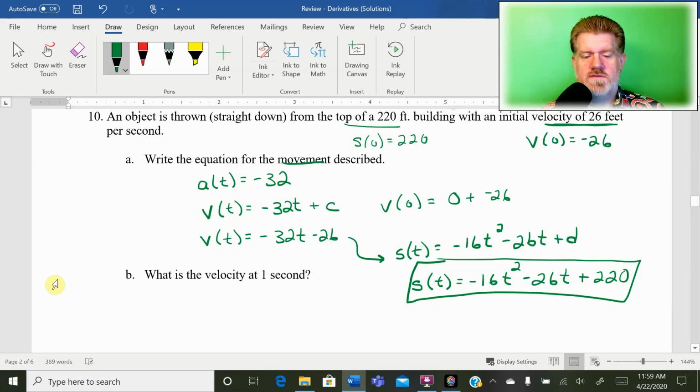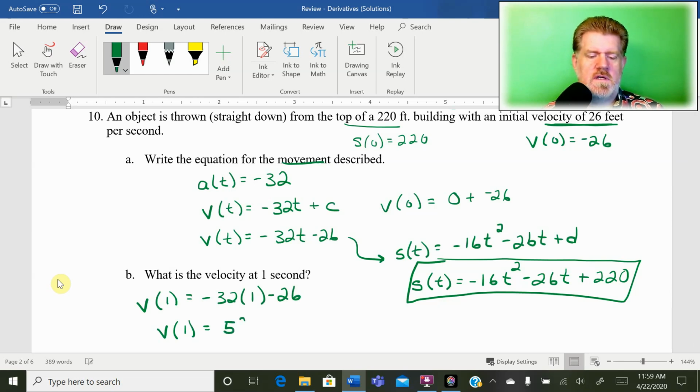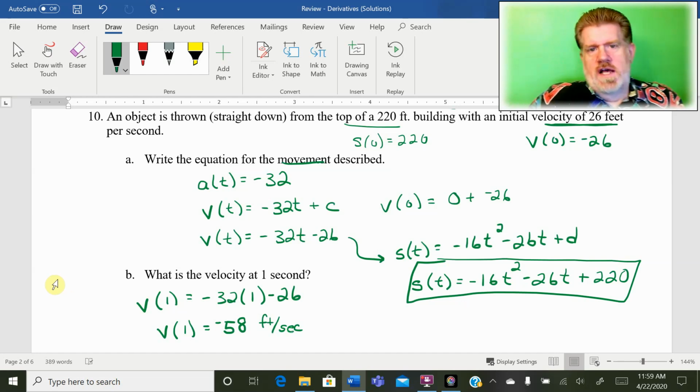So question B says, what's the velocity at 1 second? Well, we have our velocity function right here. Just going to plug in 1. Oh, and here's the danger. I'm going to try to do math in my head. Negative 32 minus 26, so we're really adding them together. What is that, 58? So it's negative 58 feet per second, right? Because it's traveling down. And it's faster than its initial velocity because gravity is pulling it down faster. And that's how you would do these problems.